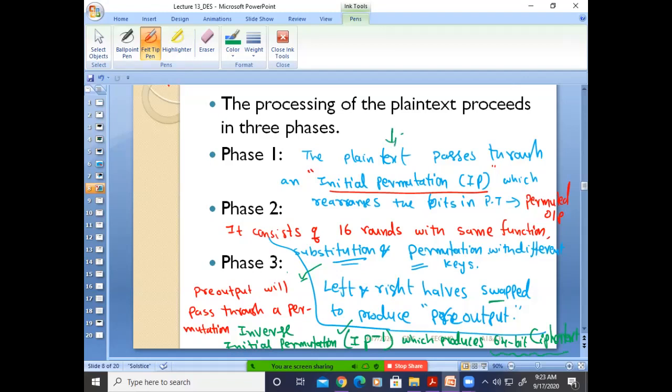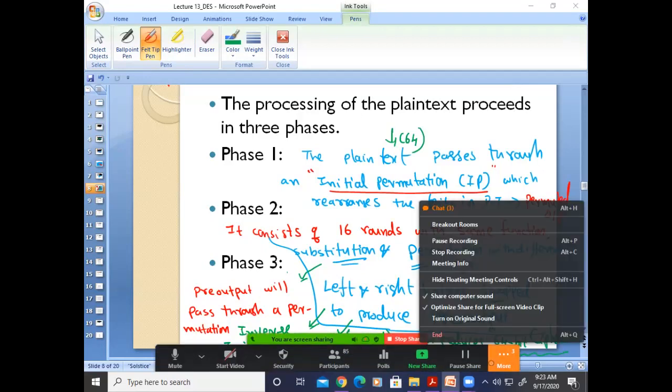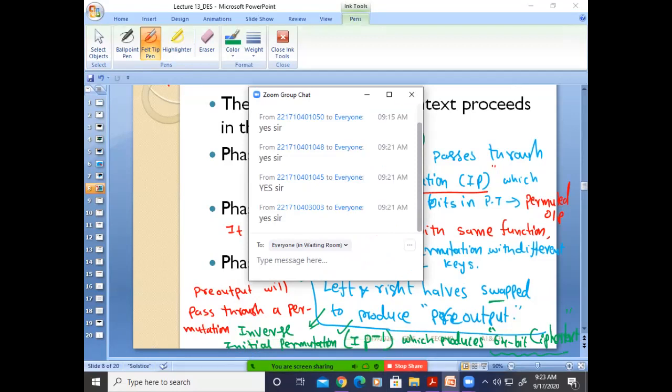So plain text is 64-bit, and the ciphertext is again 64-bit. So initial permutation, then 16 rounds. Before it goes to the last phase, we have to swap the left and right halves. Then finally the inverse permutation, which produces the 64-bit ciphertext. I hope all the points are clear.